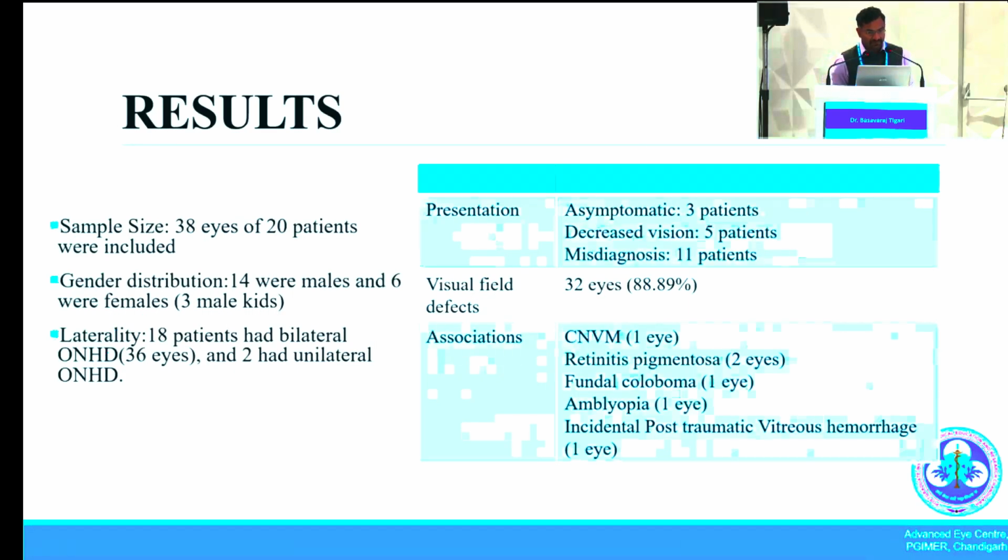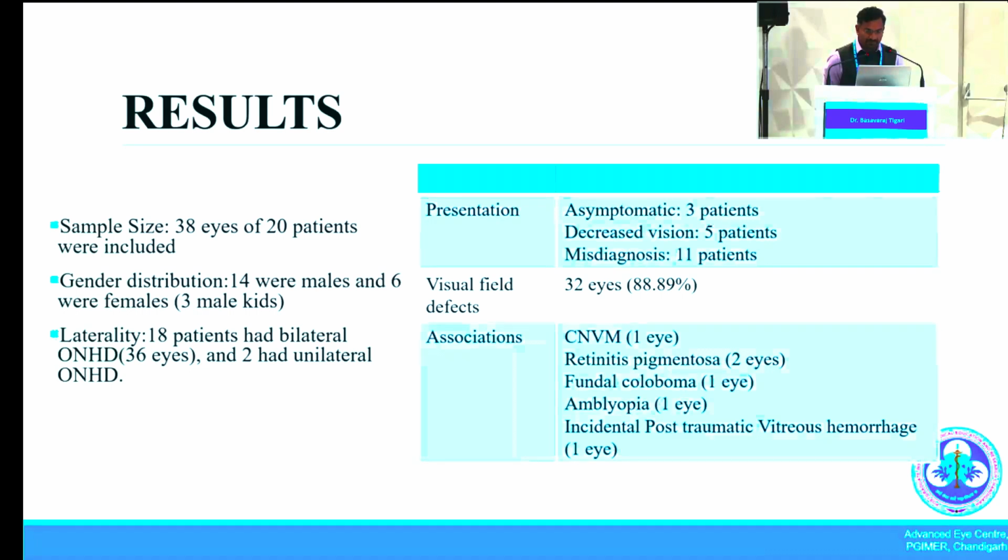A total of 38 eyes of 20 patients were included in the study, among which 14 patients were male and 6 patients were female. There were 3 male children in the study population. 18 patients had bilateral involvement, while 2 patients had unilateral involvement. At presentation, 3 patients were asymptomatic, while 5 patients presented with decreased vision, and 11 patients had a different diagnosis or a misdiagnosis at the presentation.